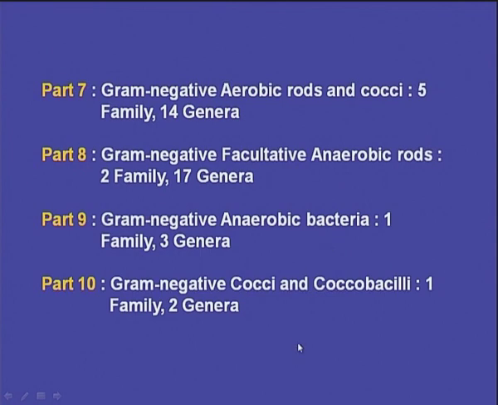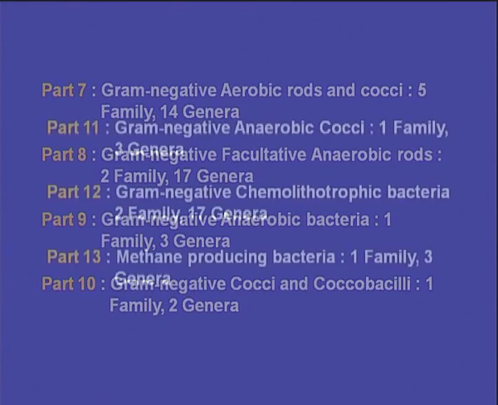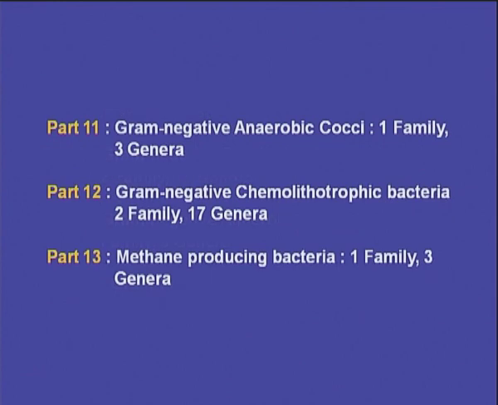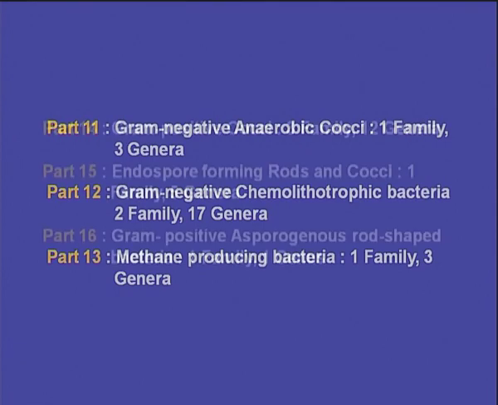And part 10 is of gram negative cocci and coccobacilli. It has 1 family and 2 genera. Then part 11 is composed of gram negative anaerobic cocci having 1 family and 3 genera. Part 12 is of gram negative chemolithotrophic bacteria, 2 families and 17 genera. And part 13 is of methane producing bacteria having 1 family and 3 genera.